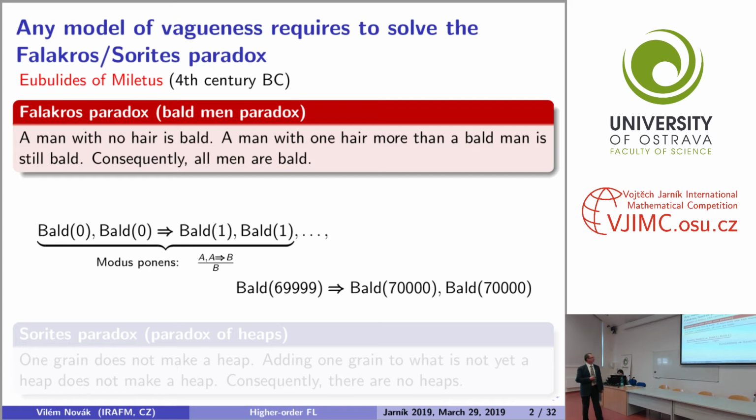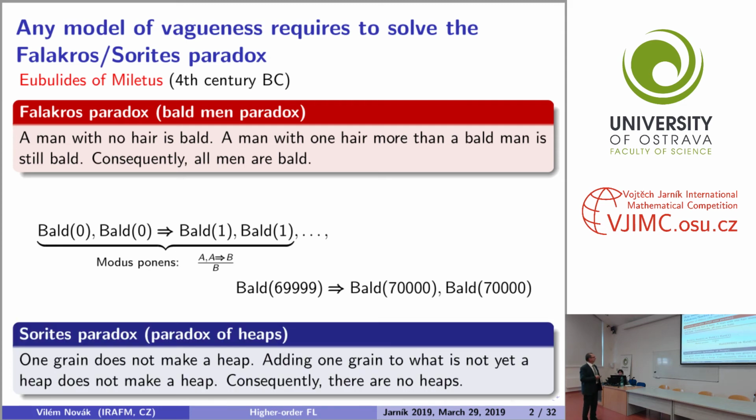This can be proved. Here is a very simple proof. If 0 hair means bald, and having 0 hair is bald, then also having only 1 hair on the head is bald. Then using the rule of modus ponens, we conclude that a man having 1 hair is bald, and so on. So finally, after finitely many steps, we come to the conclusion that somebody who has 70,000 hair is bald.